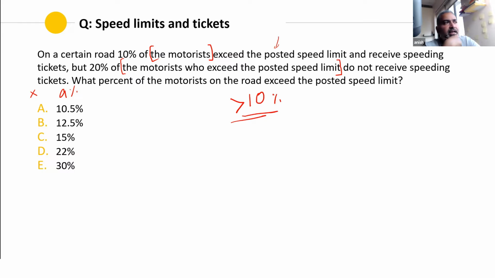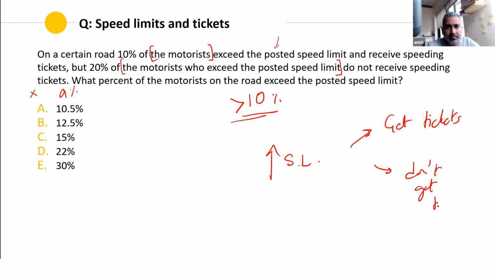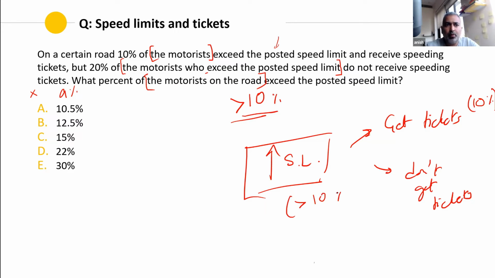Because when they tell us in the first sentence that 10% of the motorists exceed speed limit and receive ticket, they also tell me in the second half of that sentence that 20% of those people who exceed speed limit don't receive tickets. Oh, so there are some people who exceed the speed limit but don't receive tickets. And then there are some people who exceed speed limit and do receive tickets. So exceed speed limit. Then there are some people who get tickets. And then there are some people who don't get tickets. What the question is asking for is what percent of the motorists on the road, that's the same thing, exceed the speed limit. So we have to figure out overall this percentage. We know exceeded speed limit and got tickets. This figure is 10%. So this figure here anyway will be more than 10%. That much we can understand straight away.